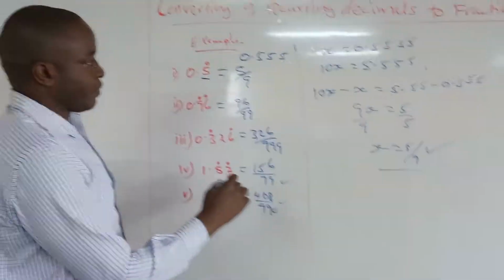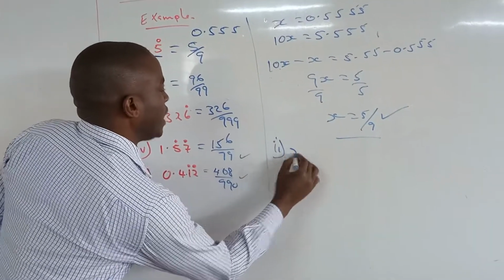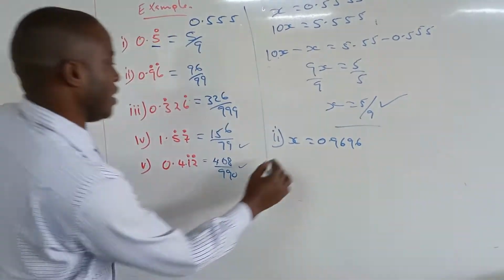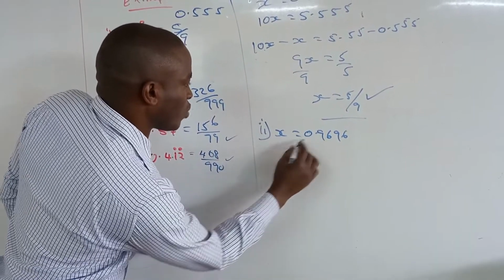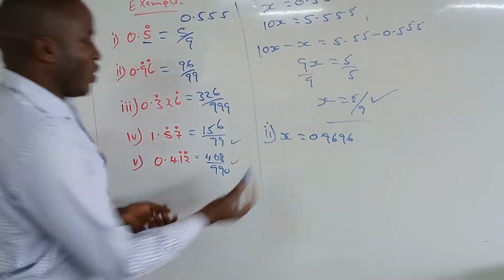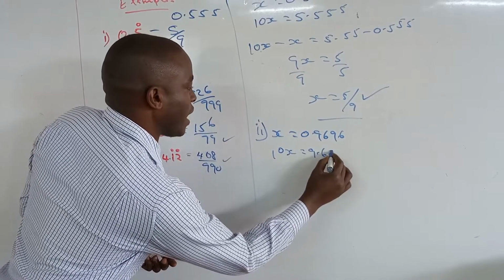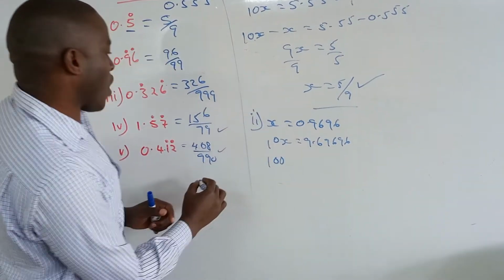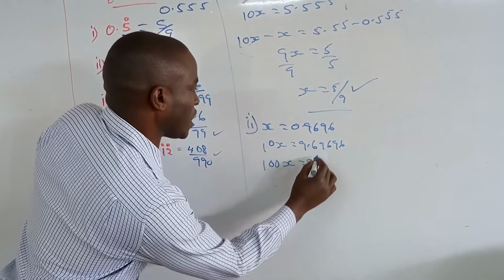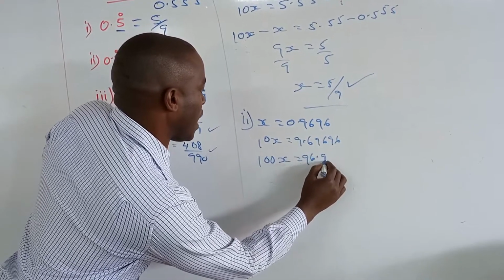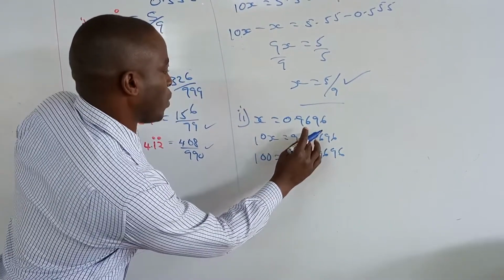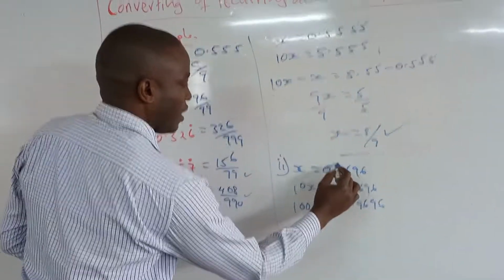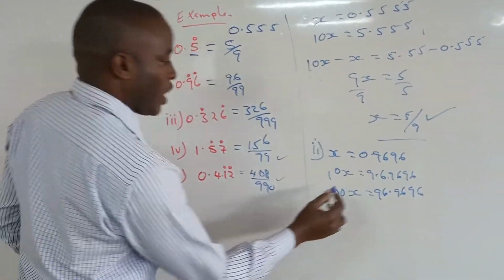The second question, that is number 2, we let x be equal to 0.9696, because it's 96 that is recurring. So when we talk about 10x, we get 9.69696. Still we are not at the point, so we talk about 100x, this gives you 96.9696. Remember, 100x, 100 is 1, 2, it's up to that point. So 100x gives you this.